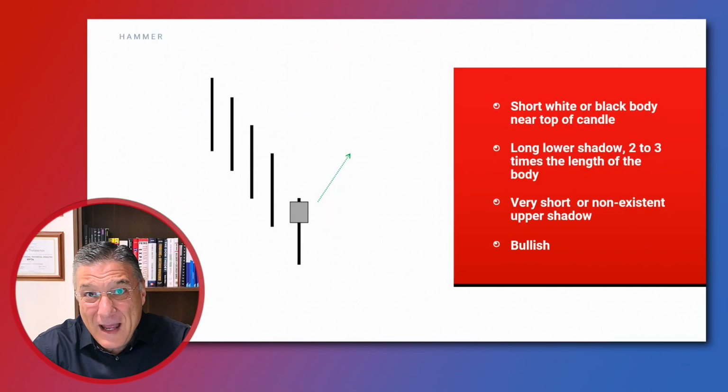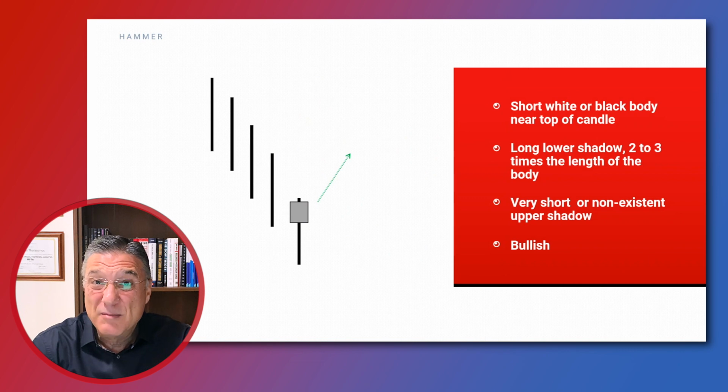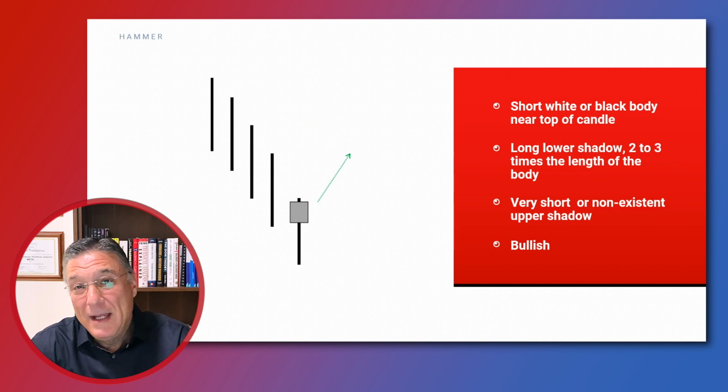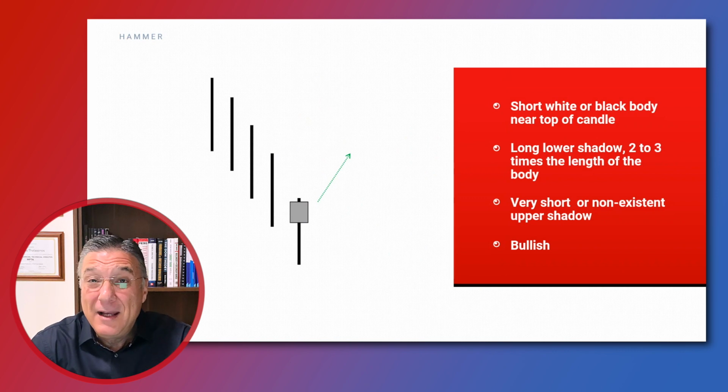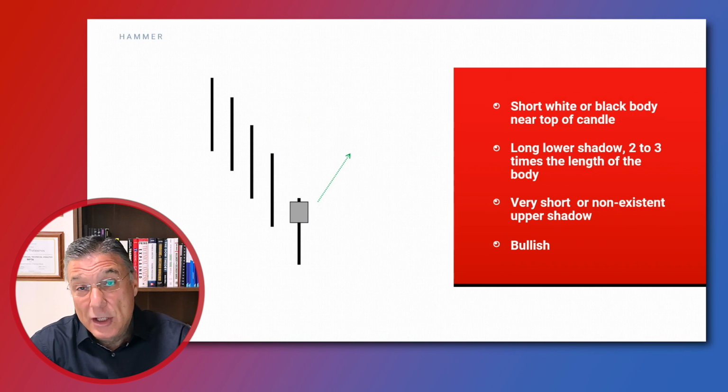The hammer has a small body of either color. It may be white or black. The color of the body is not important in our discussion. It has a small, tiny upper shadow and a long lower shadow.